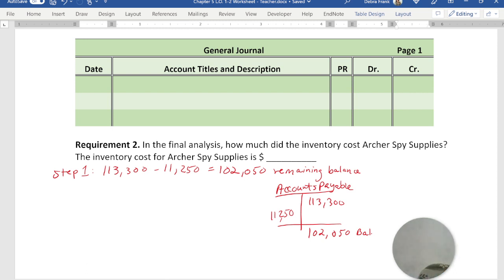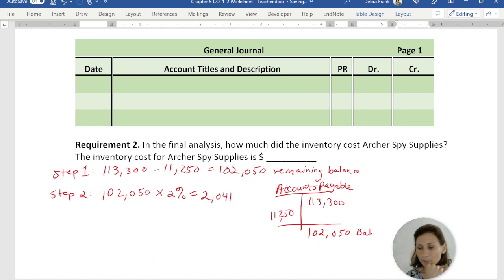And so we have step 2 is figuring out that discount amount. All right, so we're getting a discount not off of the 113,300 because we returned 11,250. The discount's taken off of the 102,050, right? So 102,050 times 2%, right? The 2% discount, and that is 2,041. All right. So that's the discount we do.